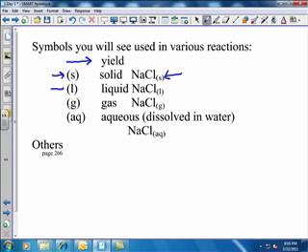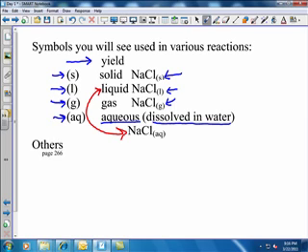If you see the L, that means that it is a liquid. If you see a G, that means that that substance is a gas. If you see AQ, that means it is aqueous, which means it's dissolved in water. Now, just as another quick point of reference, NaCl liquid and NaCl aqueous are two different things. You can have liquid NaCl, which means it's molten, it's pure NaCl. Or you could have NaCl dissolved in water, which is what this is.